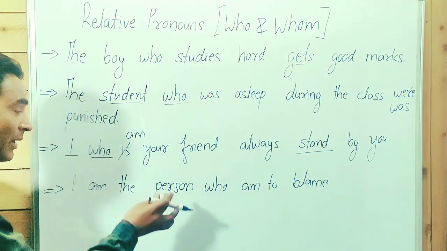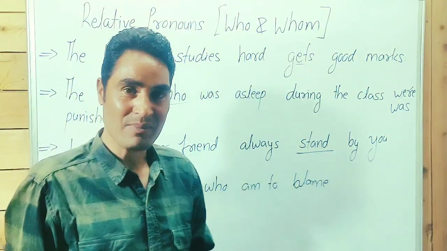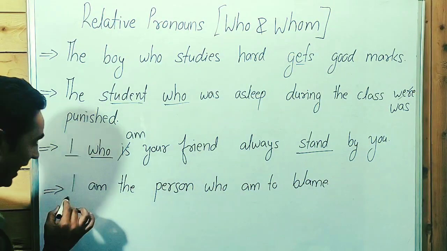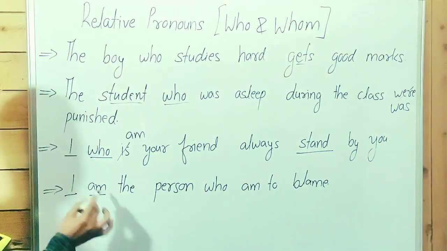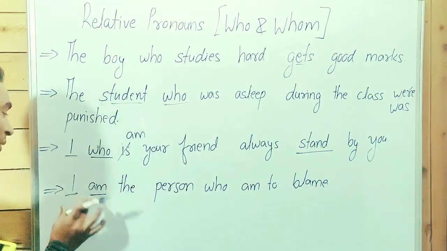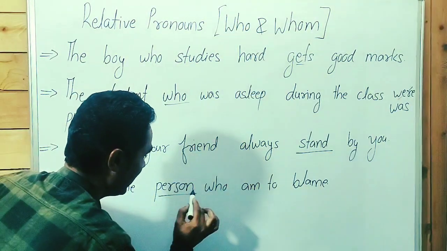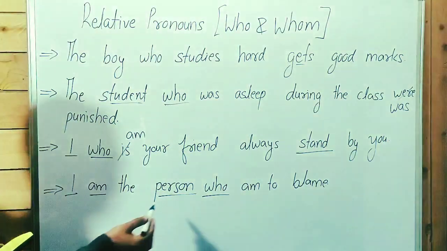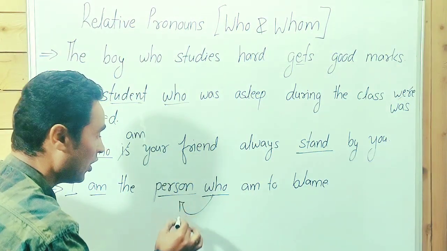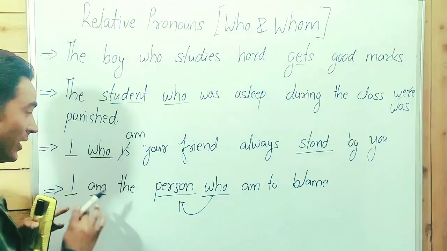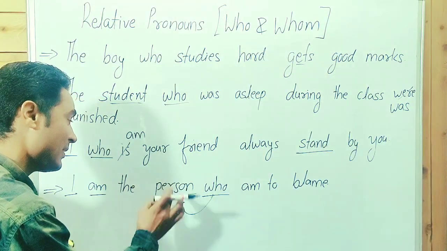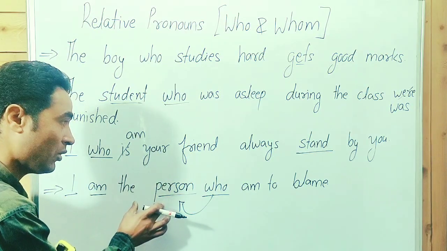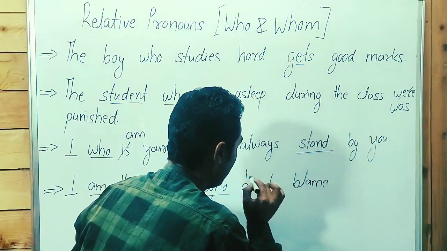I am the person who am to blame. Is it correct or incorrect? Guys, it's incorrect. I am, he is, she is. Here the antecedent is a person, and who is the relative pronoun. We are talking about a person, not I. So here the answer will be is.